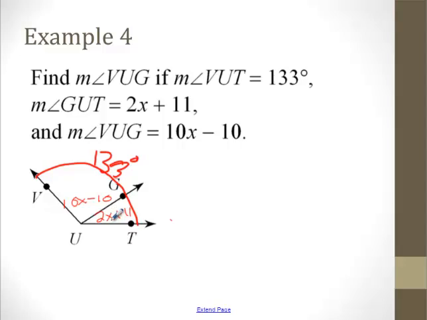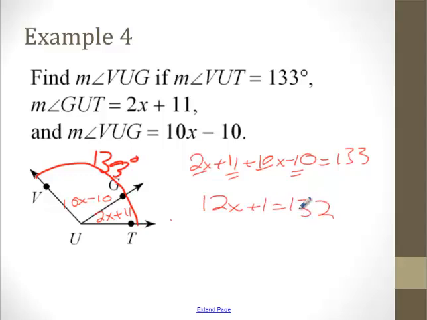Okay, so we know that in segments, the two small segments add up to the whole. Well, that applies for angles too. The two small angles add up to the whole angle. So we got 2x plus 11 plus 10x minus 10 is equal to 133. I'm going to combine like terms. We got 12x. 11 minus 10 is 1. I'm going to subtract 1 from both sides. Got 12x equals 132. Divide by 12.